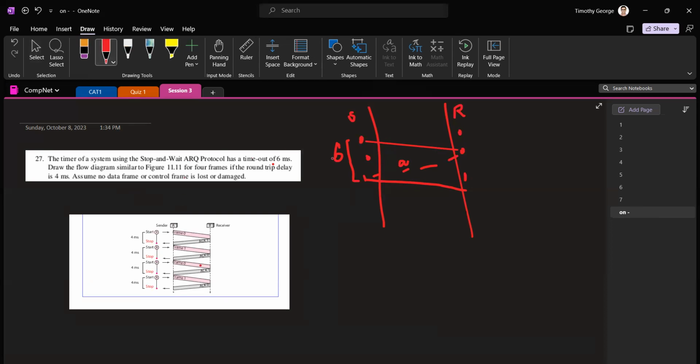So what they're saying is you have a timeout of 6 milliseconds. That means 6 milliseconds before something is sent. So one thing you have to note is, only if this acknowledgement doesn't come back will this 6 milliseconds happen.